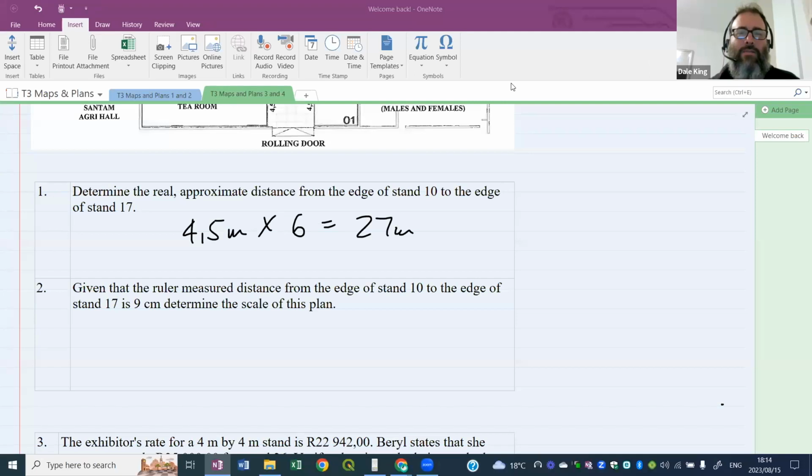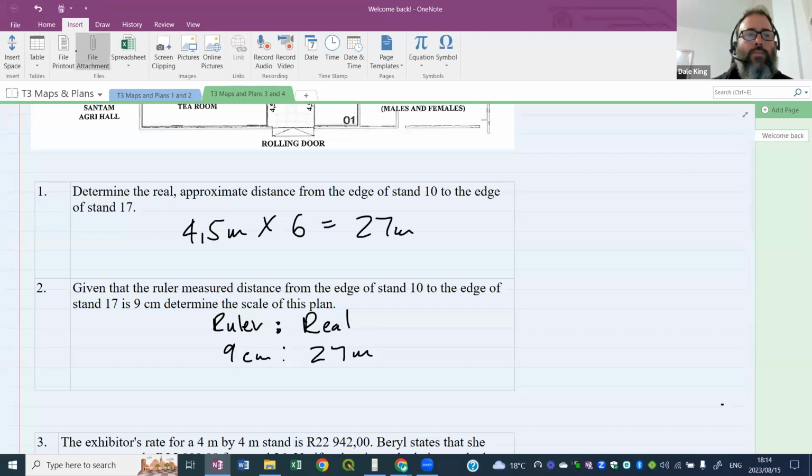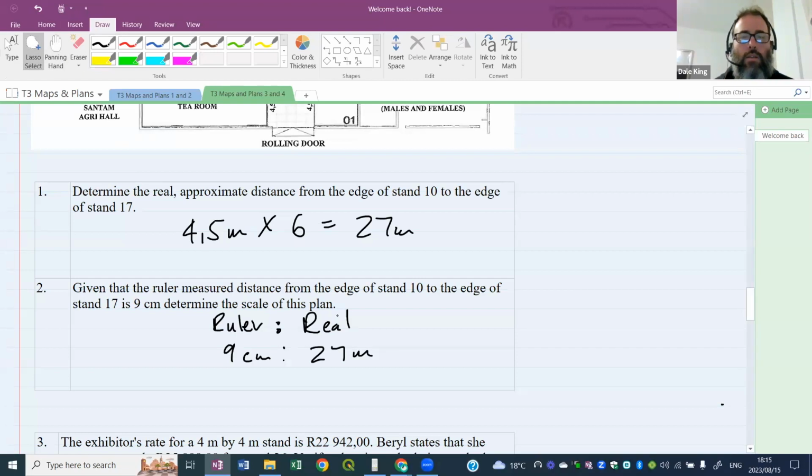1 is to 4,5. Everyone's getting the same one as Emmanuel. Even Fatima is getting the same one. So for a ratio, we need the ruler measurement to the real world. Ruler on the left, real world on the right. Ruler, we measured 9 centimeters. I'm writing units for now. On the right, we have 27 meters. Everyone happy with that?